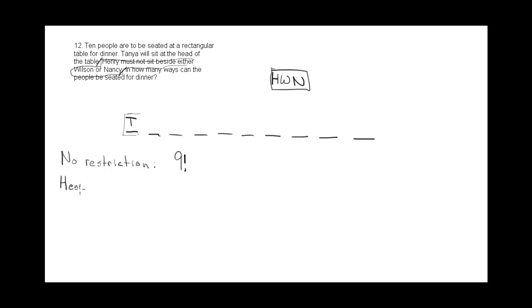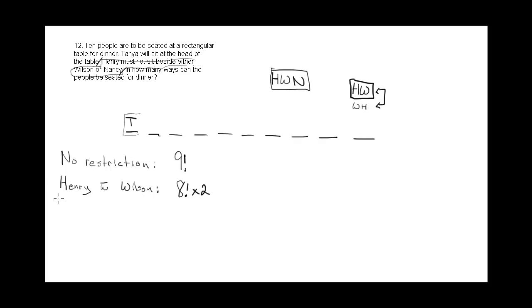So Henry with Wilson. How many ways could Henry sit beside Wilson? If you remember how to do that one, Henry and Wilson are going to be treated as one unit. So now instead of 9 positions, we only have 8 because these two have to go together. So we're down to 8 factorial, but Henry and Wilson could sit in this order, or it could be Wilson and Henry. So we're going to have to multiply 8 factorial times 2, the 2 being where they switch positions.